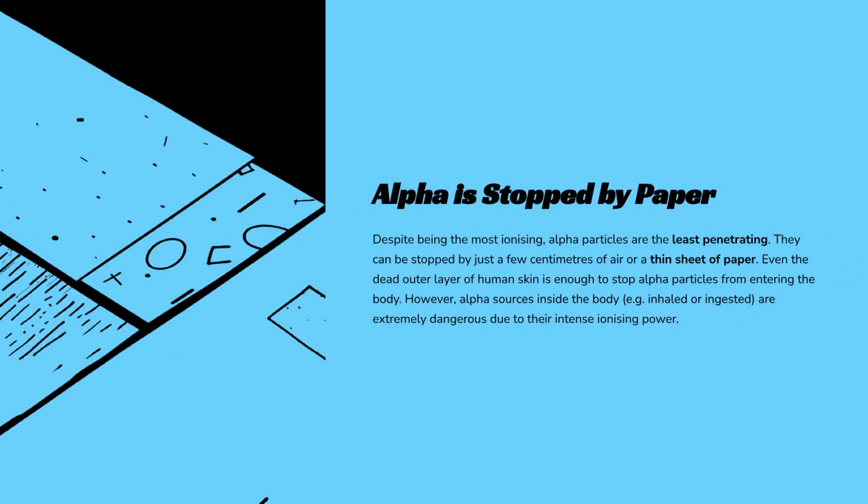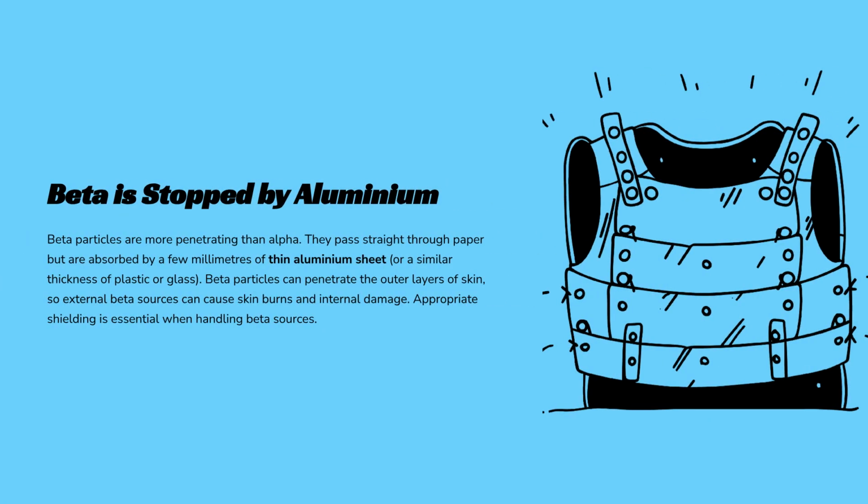Despite being the most ionizing, alpha particles are the least penetrating. A simple sheet of paper, or even the outer layer of your skin can stop them. They are only dangerous if inhaled or ingested. Beta particles are more penetrating than alpha. They pass right through paper, but are stopped by a few millimeters of aluminum.